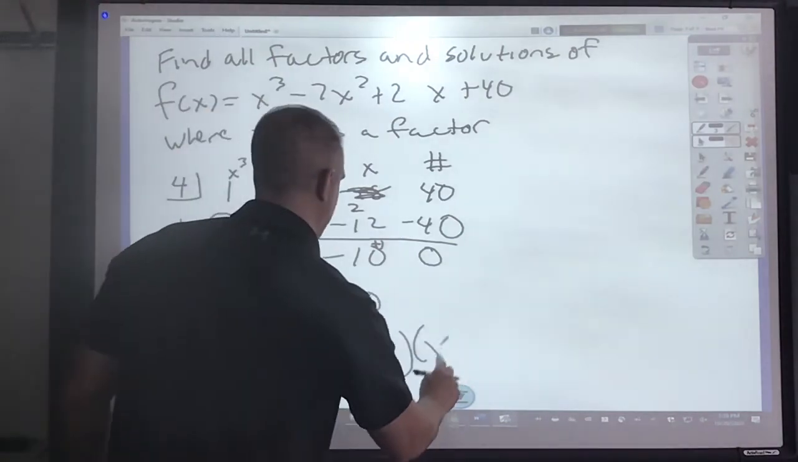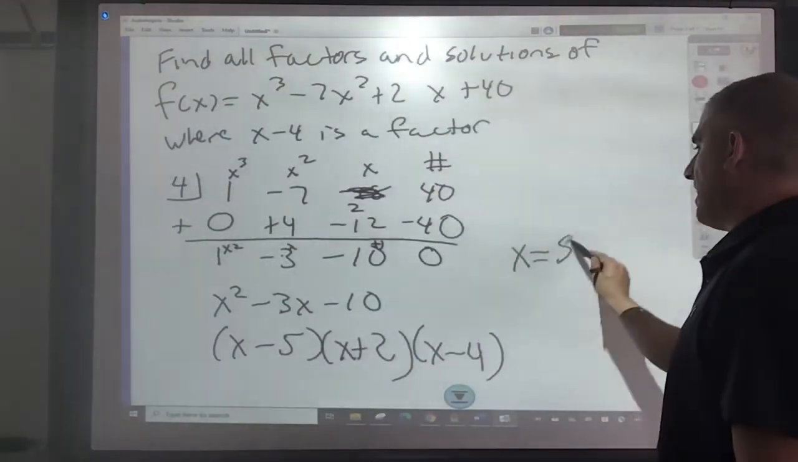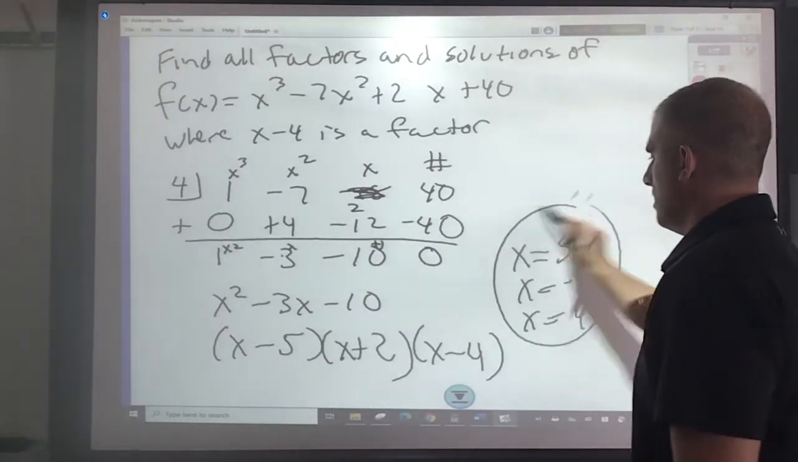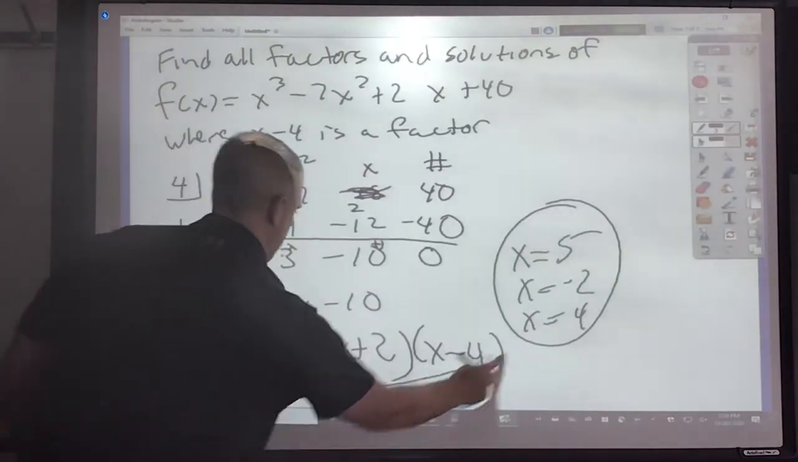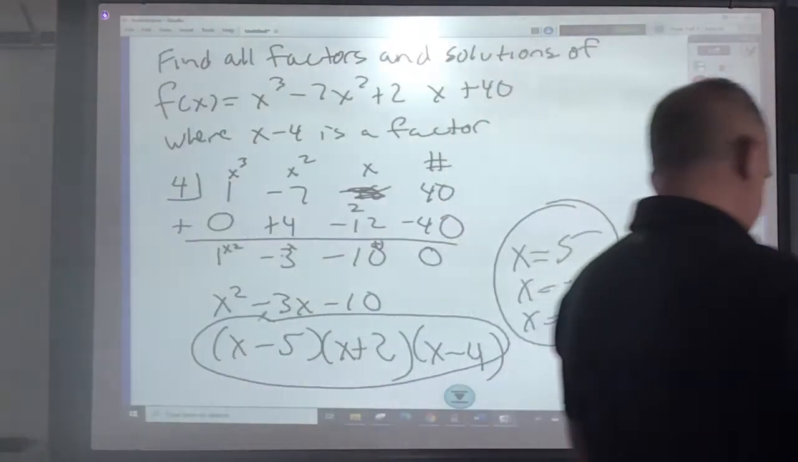My other factor is x minus 4. My solutions out of that would be 5, negative 2, and 4. So 3 solutions and 3 factors.